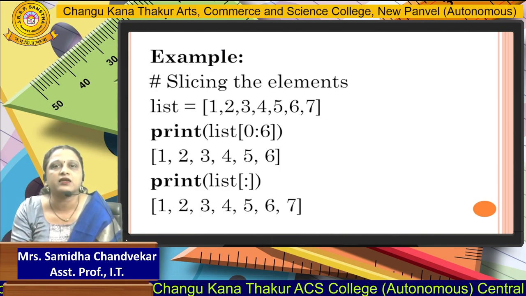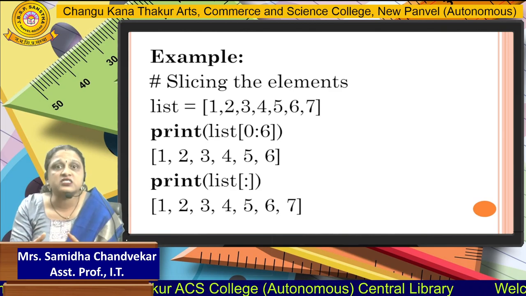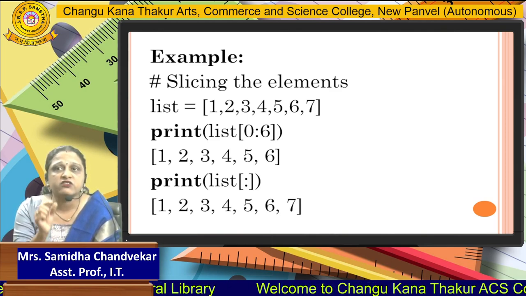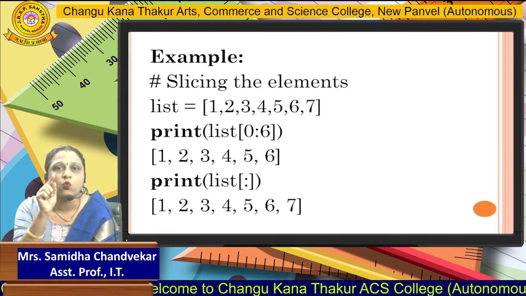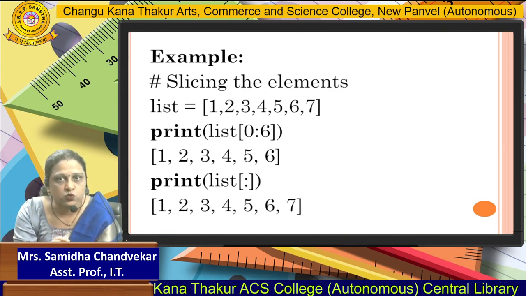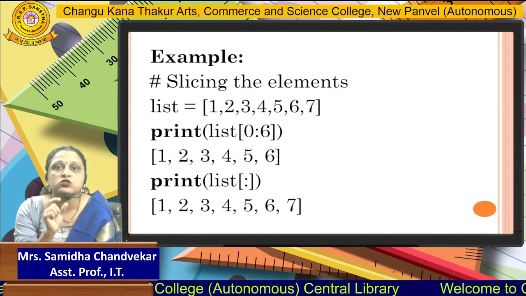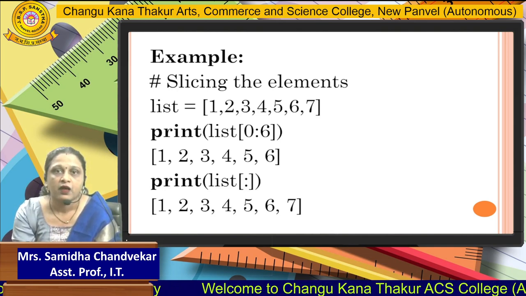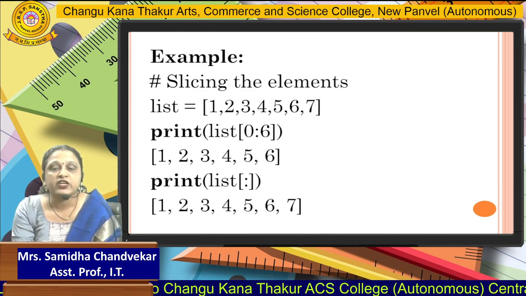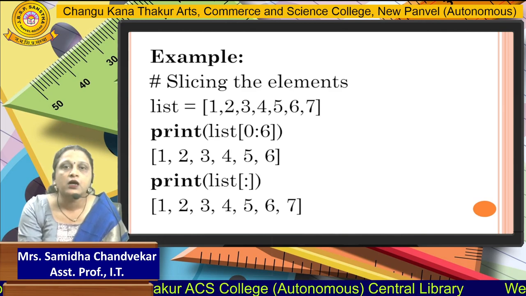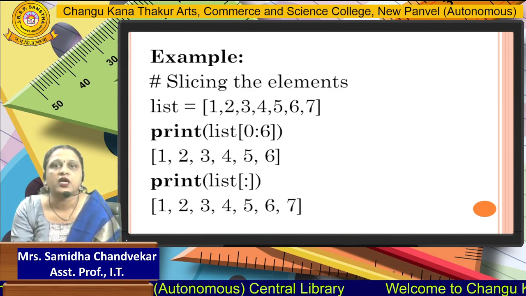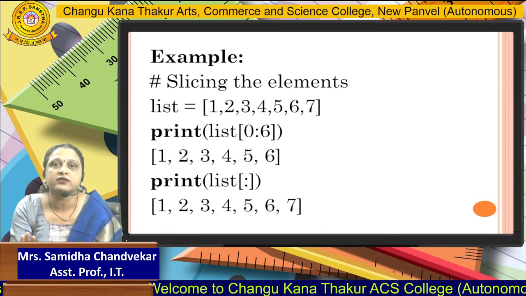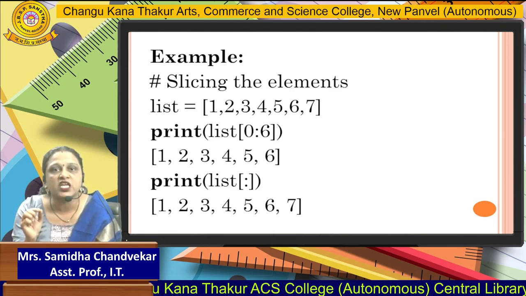See, this is the one list. In that list, there are numbers 1, 2, 3, 4, 5, 6, 7, right? The first slicing is, suppose, print list 0 colon 6. It means your index starts from 0. So 1 is at index 0, 2 is at index 1, so 0, 1, 2, 3, 4, 5, 6. Here you are getting 1, 2, 3, 4, 5, 6. This is the output. Why is it not including the 7? Because 7 is at index 6. When you are giving the slicing, the 0 is the initial, but 6 is the end. And in Python, it takes up to index 5. The last or end value is not considered. So it is giving 1, 2, 3, 4, 5, 6.